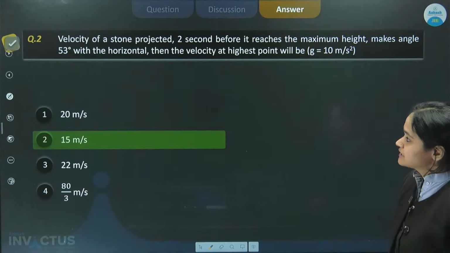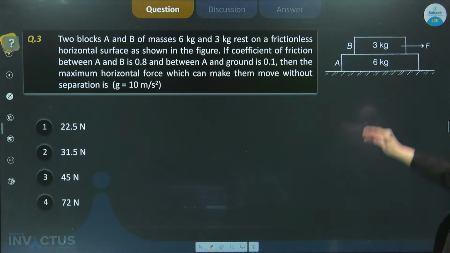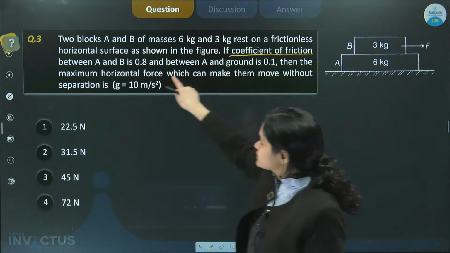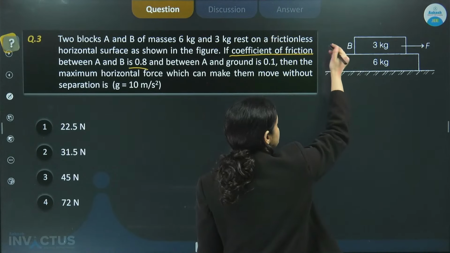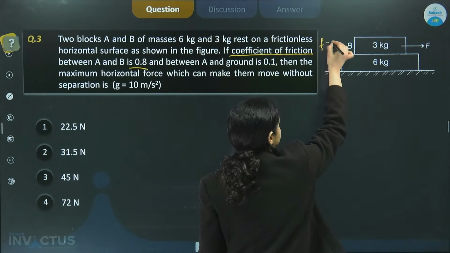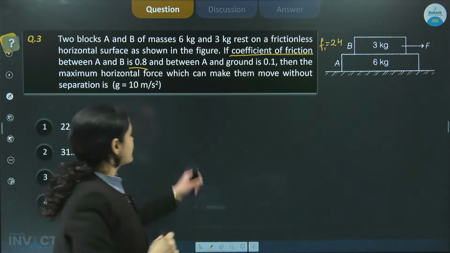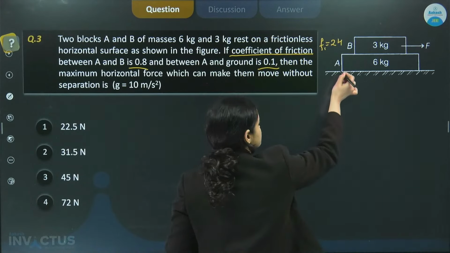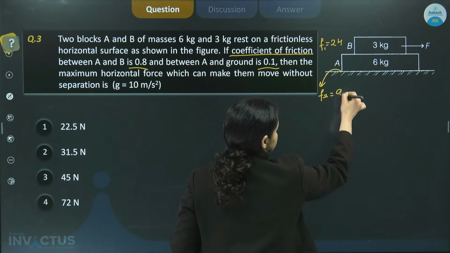Fine. Now the next question. It says that the two blocks A and B are given to us. The coefficient of friction between A and B is 0.8. That means between these two, the limiting value of friction can be written as 24 newtons. And between A and ground, it is given as 0.1. So the limiting value of friction over here turns out to be 9 newtons.